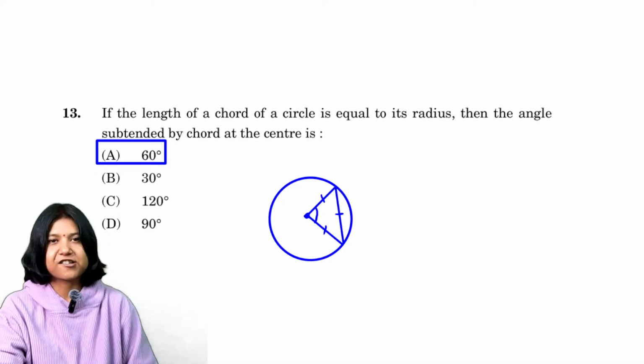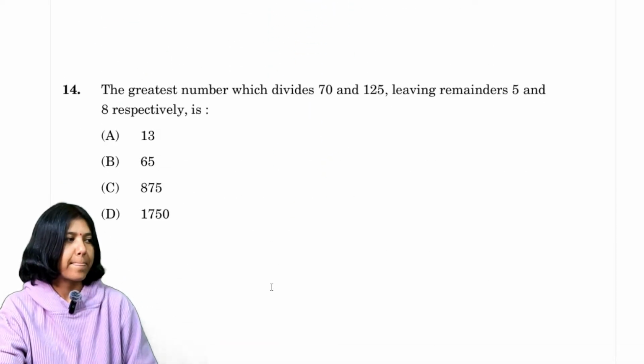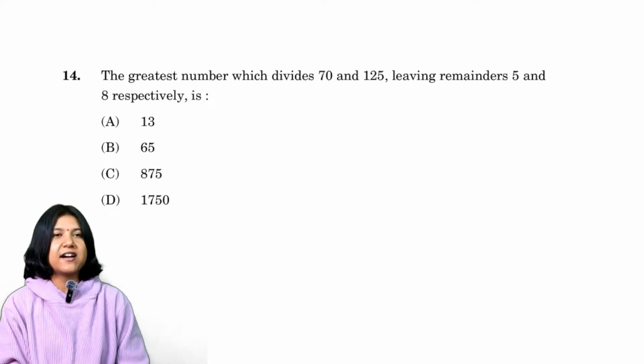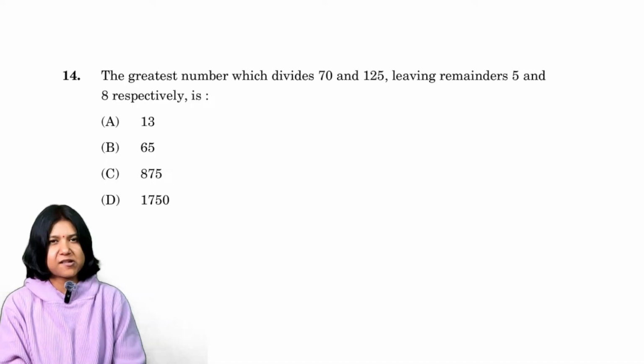Question 13 is done. Next question. The greatest number which divides 70 and 125, leaving remainders 5 and 8 respectively.